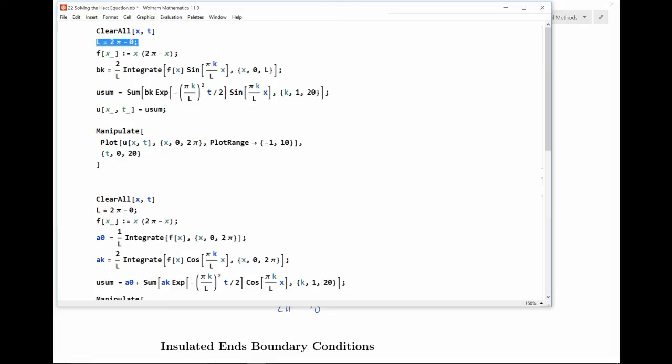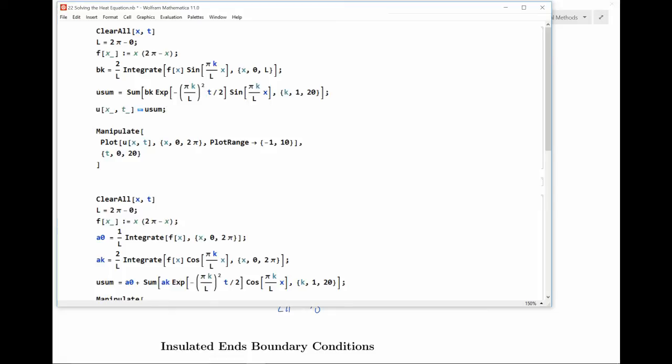I have L defined to be 2 pi, f of x defined as x times 2 pi minus x. I compute the coefficients bk, because I copied the formula from my sine series, which is the integral of f of x against the sine of pi k over L times x. Then I just add the function bk times e to the appropriate terms times sine appropriate terms, and I add just the 20 terms. Here I'm defining the function u of x,t to be that sum.